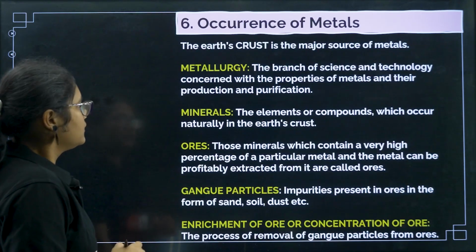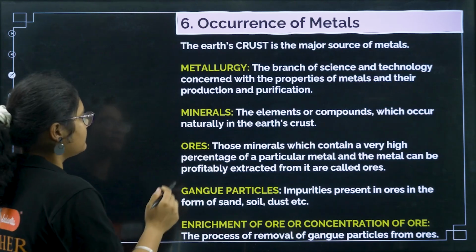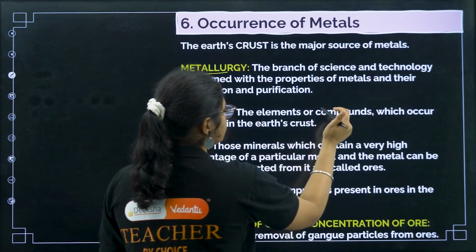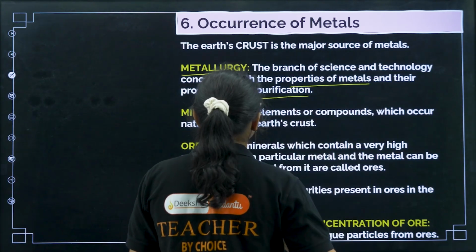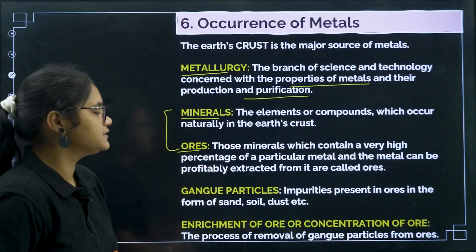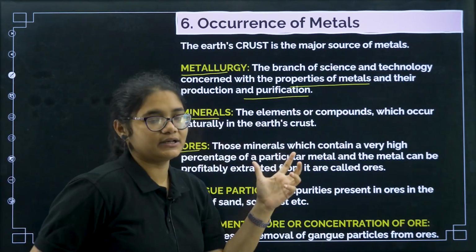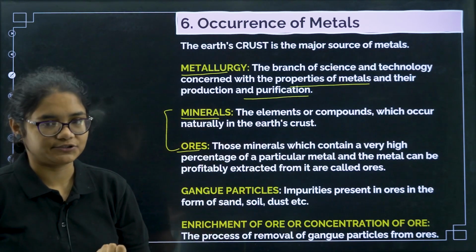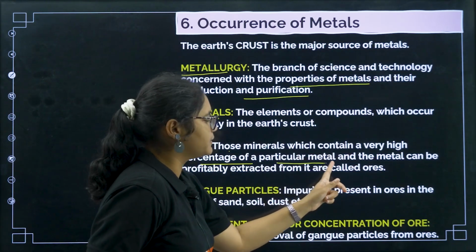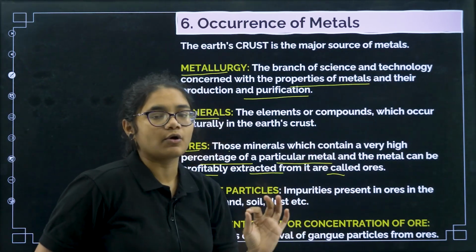Okay. Next is very important, the occurrence of metals. Generally, metallurgy, what do you mean by metallurgy? It is the branch of science and technology concerned with the properties of metals and their products and purification. Minerals and ores, a very important thing, you should know the difference between them. The elements or compounds which occur naturally in the earth's crust are called minerals. But those minerals which contain a very high percentage of a particular metal and the metal can be profitably extracted from it are called ores.